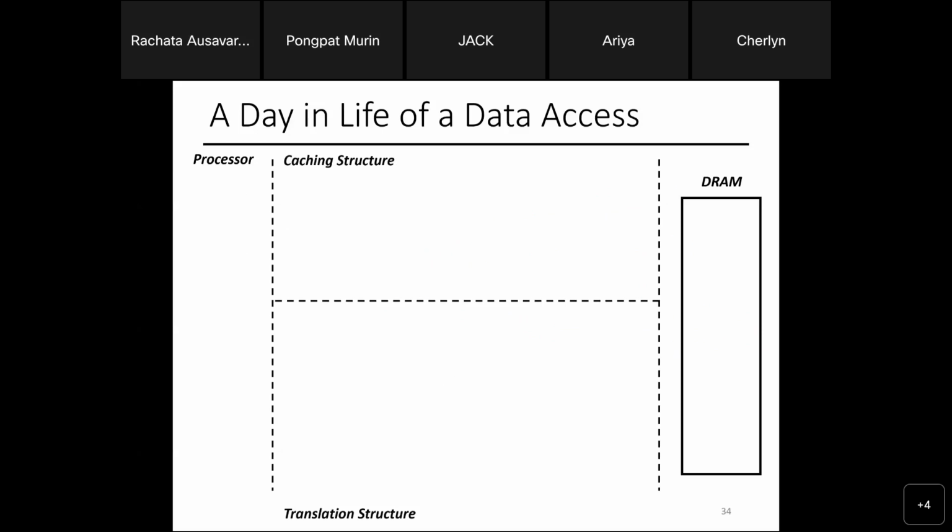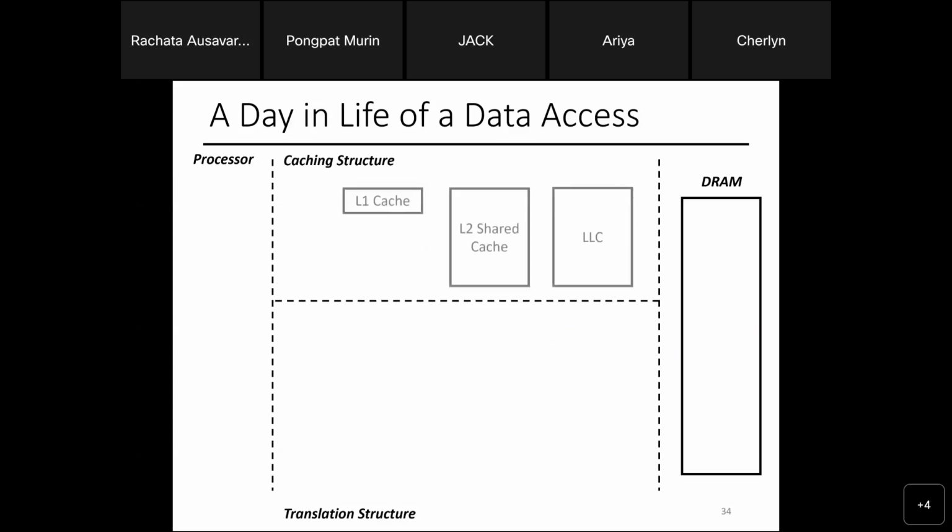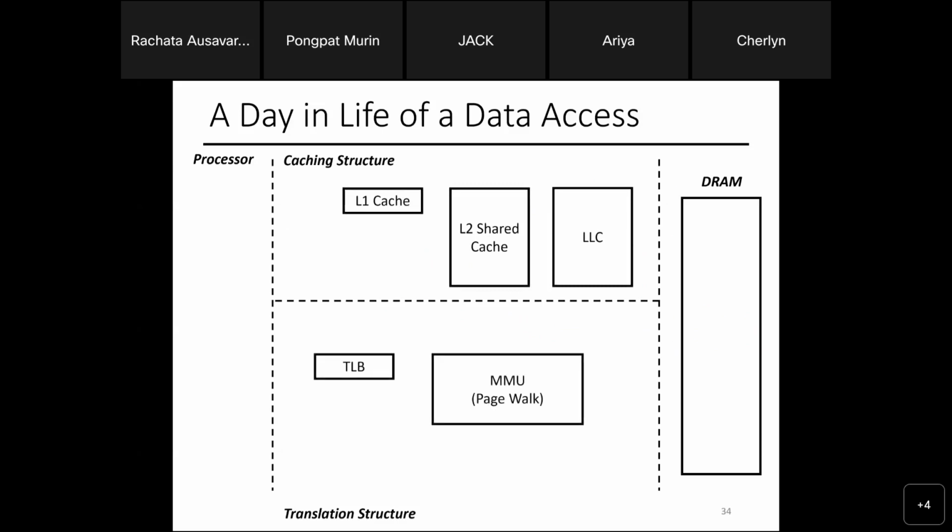When you write a program, let's say you have a pointer access. Let's see what happened inside the computer. You have the caching structure, which is what you learned in the caching lecture. And you have what we learned today, which is a translation structure, the TLB and the memory management unit that performs the page walk. Let's say your data is right here, and you have some pointer in your program. You want to access the data given the address.